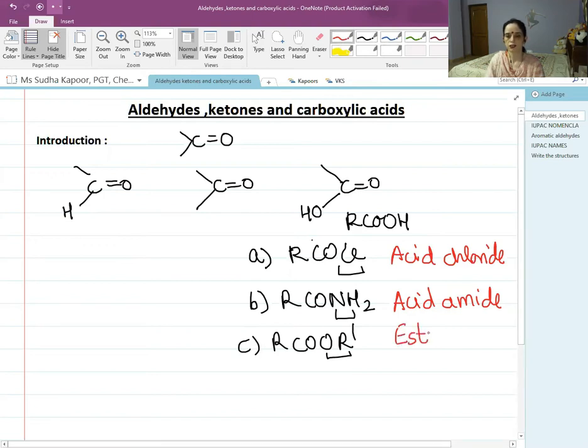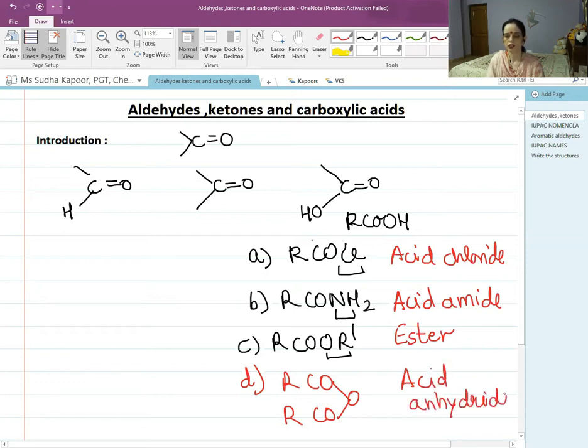Esters have a pleasant fruity smell. Now the fourth derivative of carboxylic acid is RCO-O-OCR. That is, when water is eliminated between two carboxylic acid molecules, it is known as acid anhydride. The water has been removed between the two carboxylic acids. So these are considered the 4 very important derivatives of carboxylic acid.